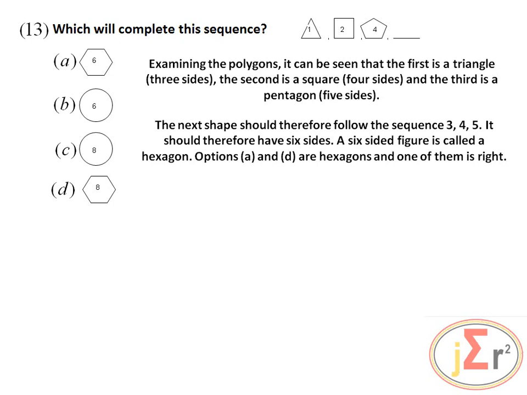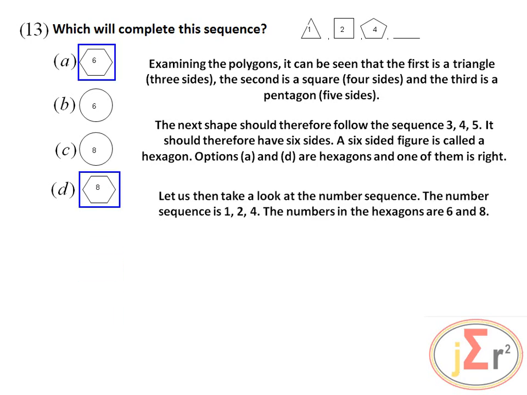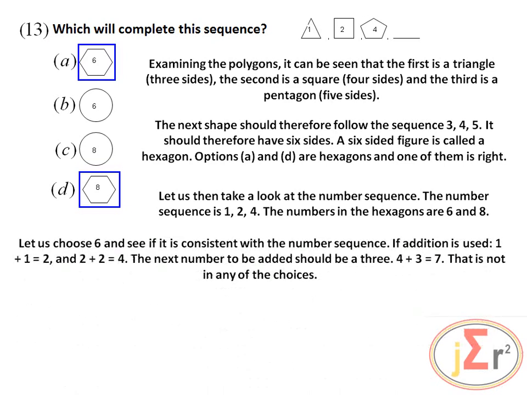Options A and C are hexagons, and one of them is right. But which one? Let us take a look at the number sequence. The number sequence is 1, 2, 4. The numbers in the hexagons are 6 and 8. So let us choose 6 and see if it is consistent with the number sequence.